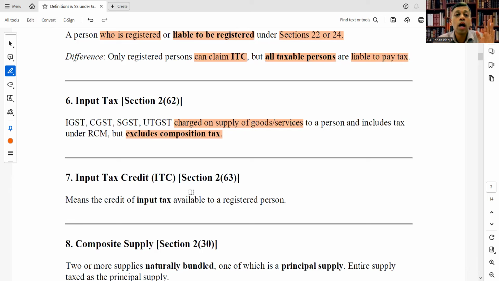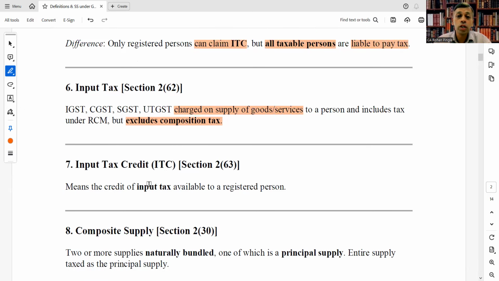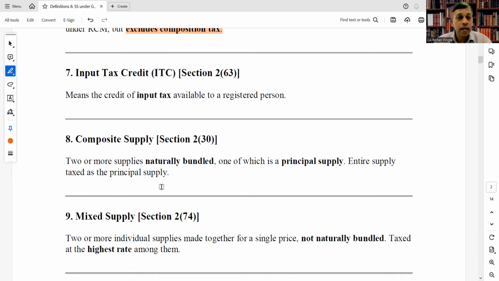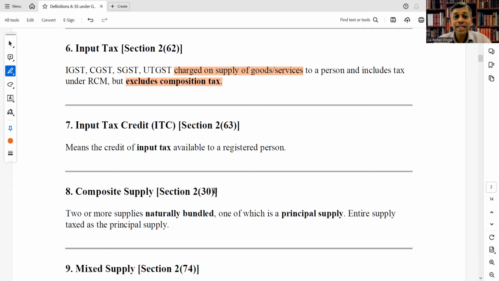Input tax is IGST, CGST, SGST, UTGST, charged on supply of goods or services, charged, very important, to a person, and includes tax under RCM but excludes composition tax. Next, input tax credit.